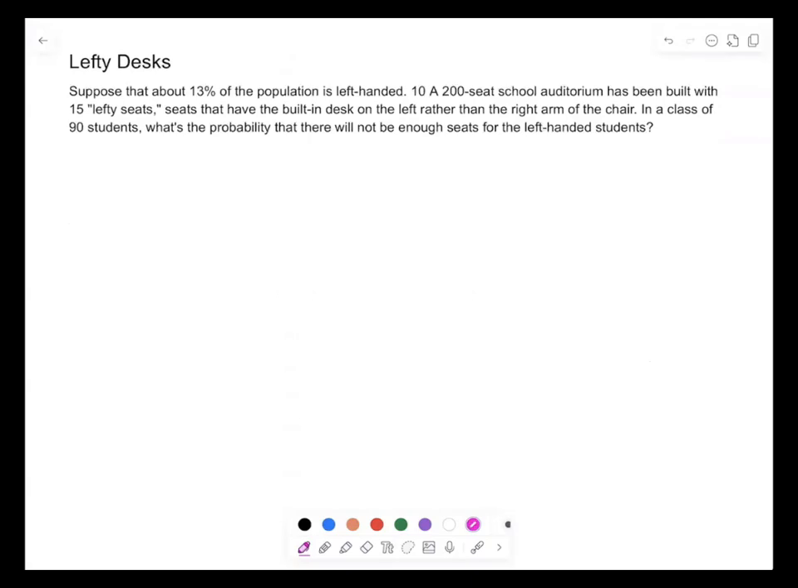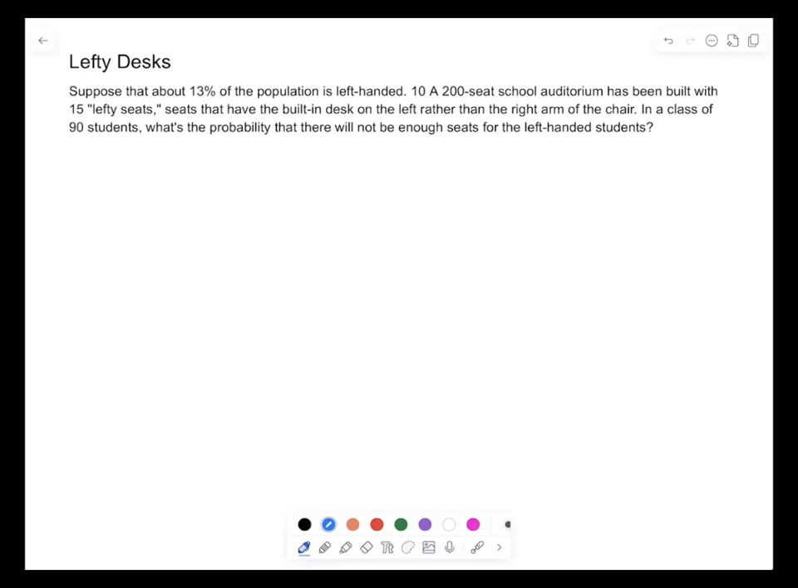Now, in addition to building a distribution curve like we did in the last problem, we can use normal CDF to answer some of these questions too. So in this particular problem, we're going to suppose that about 13% of the population is left-handed. A 200-seat school auditorium has been built with 15 lefty seats.